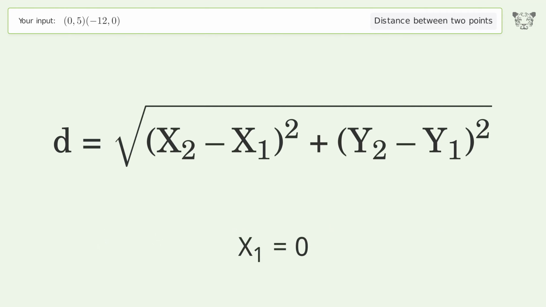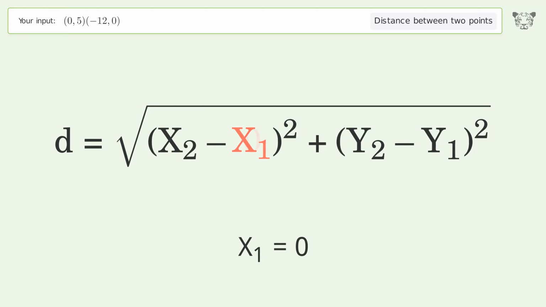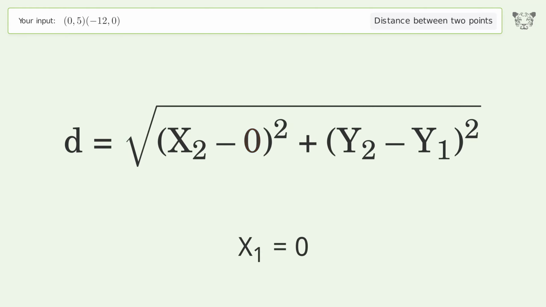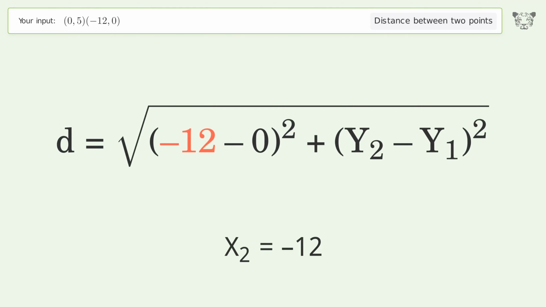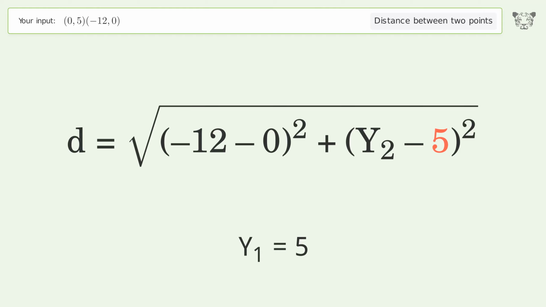x1 equals 0. x2 equals -12. y1 equals 5. y2 equals 0.